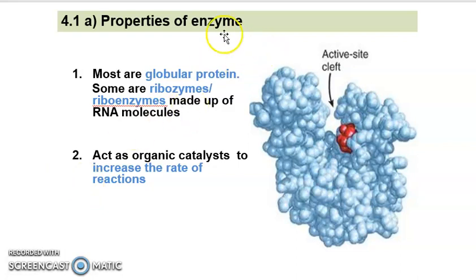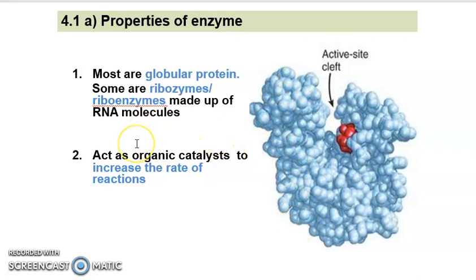Okay, now we proceed to the properties of enzyme. If you look at the properties of enzyme, this one you have to remember. So what are the properties of enzyme? Actually, the properties of enzyme, you can relate with the definition of enzyme. Macam yang kita dah discuss sebelum ni. So enzyme, most are globular protein. Okay, and then some are ribozyme or riboenzyme which made up of RNA molecule. But mostly enzyme ni adalah globular protein.